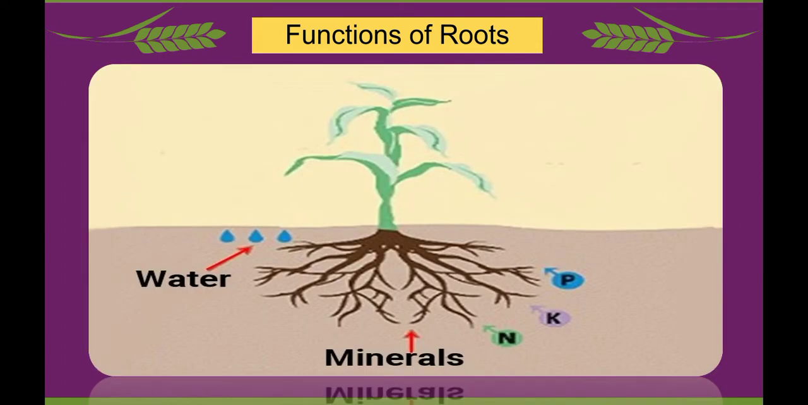Another function of roots is that they absorb water and minerals from the soil, and they send them to different parts of the plant. They absorb water and minerals from the soil and send them to different parts of the plant, and they spread within the ground to absorb water in a better way.